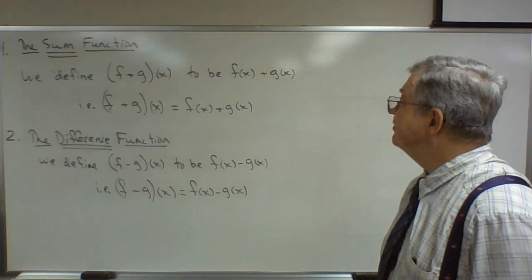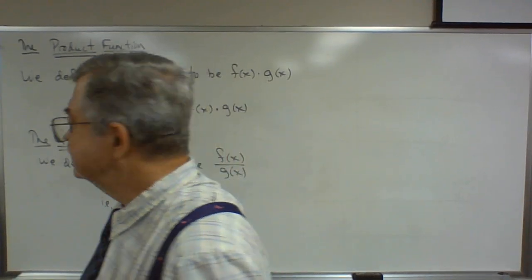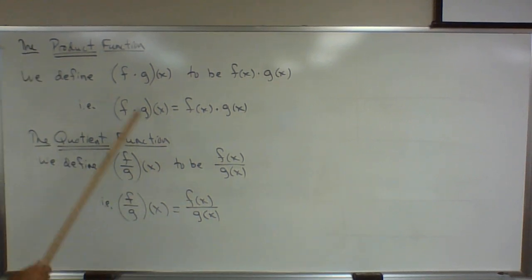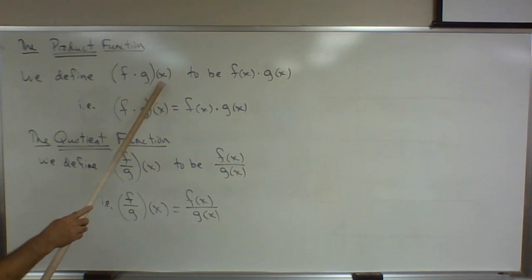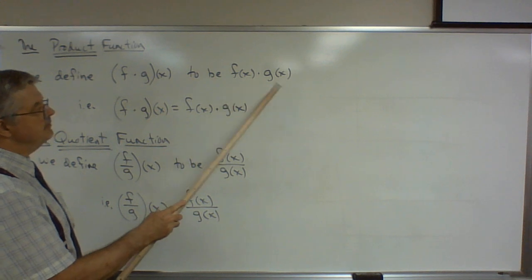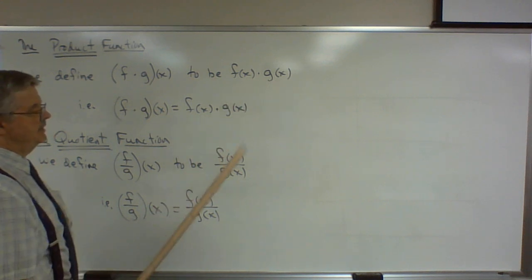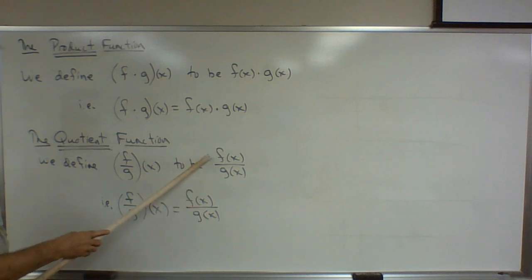Now we'll look at the product and quotient functions. Here we have the product function, f times g evaluated at x. That's the same thing as f evaluated at x times g evaluated at x. And the quotient function, f divided by g evaluated at x, that's the same as f evaluated at x divided by g evaluated at x.